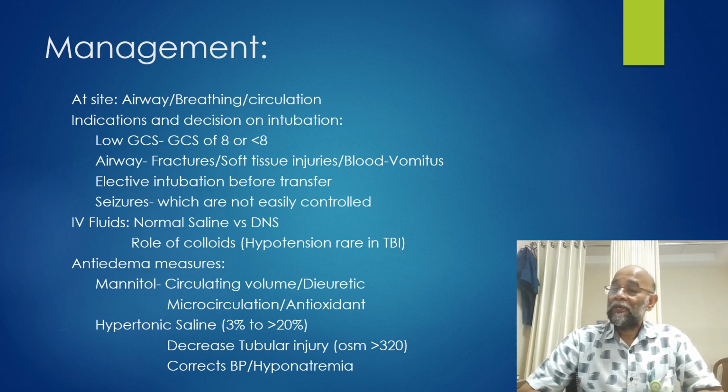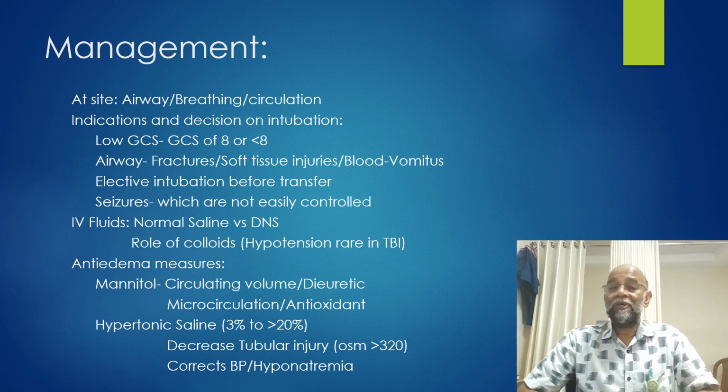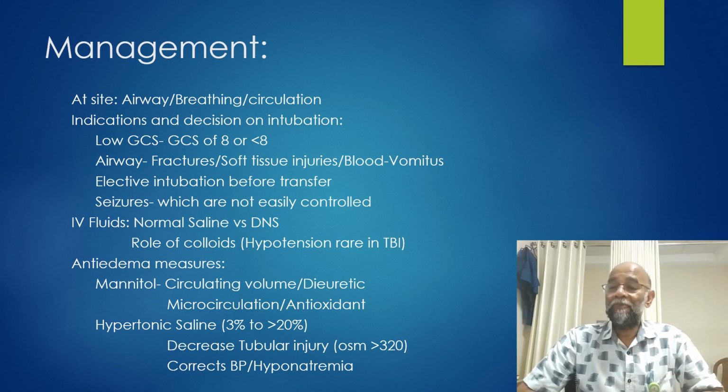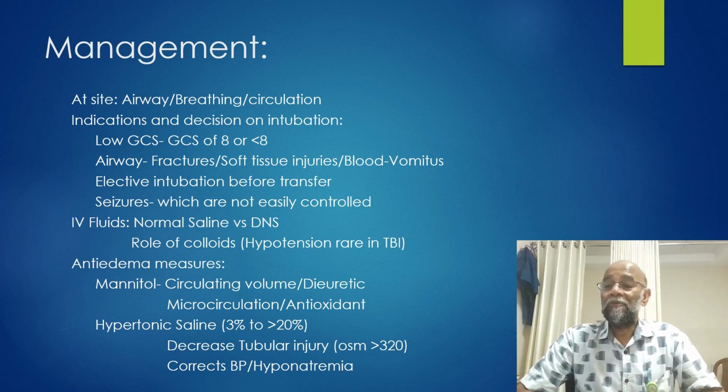How do you decide on whether a patient requires intubation or not? There are multiple factors which are involved. The first is a Glasgow Coma score. A GCS of 8 or less than 8, the breathing will be inadequate and the ICP will be better managed by intubation and positive pressure ventilation.